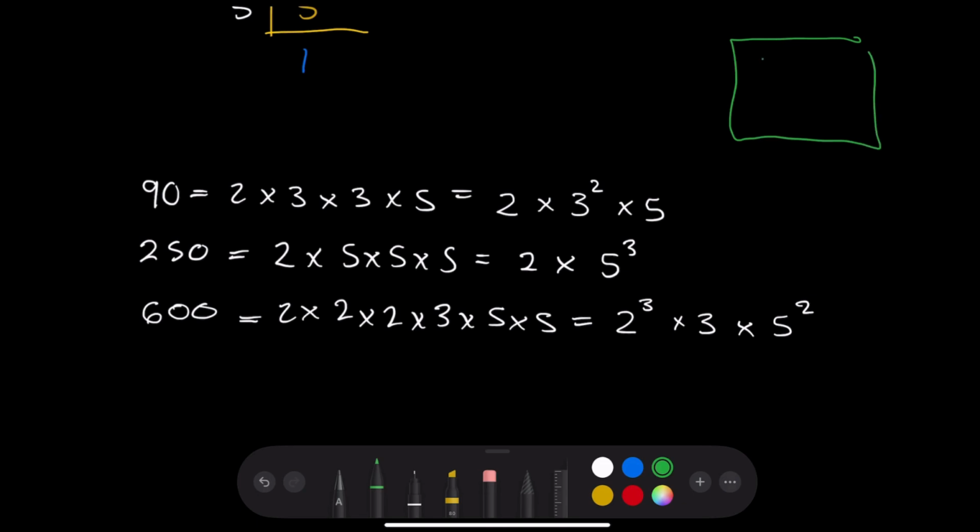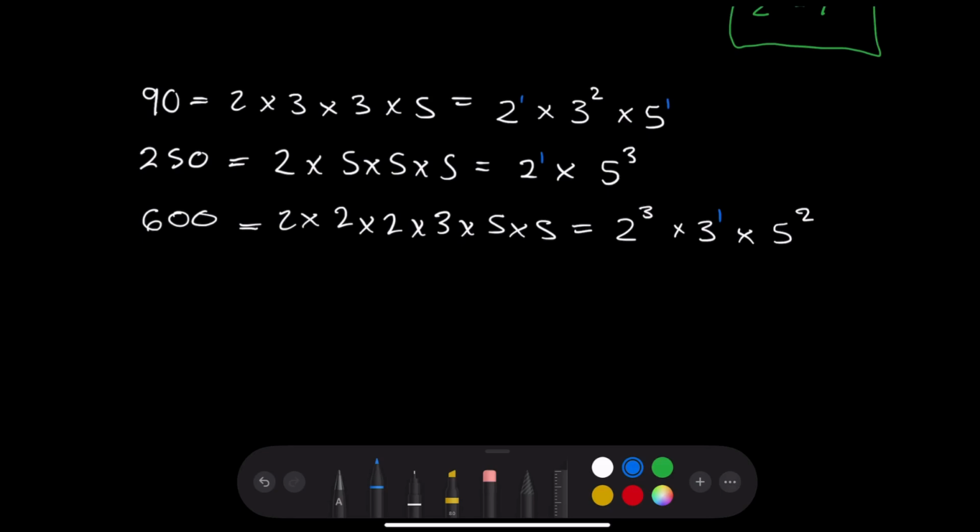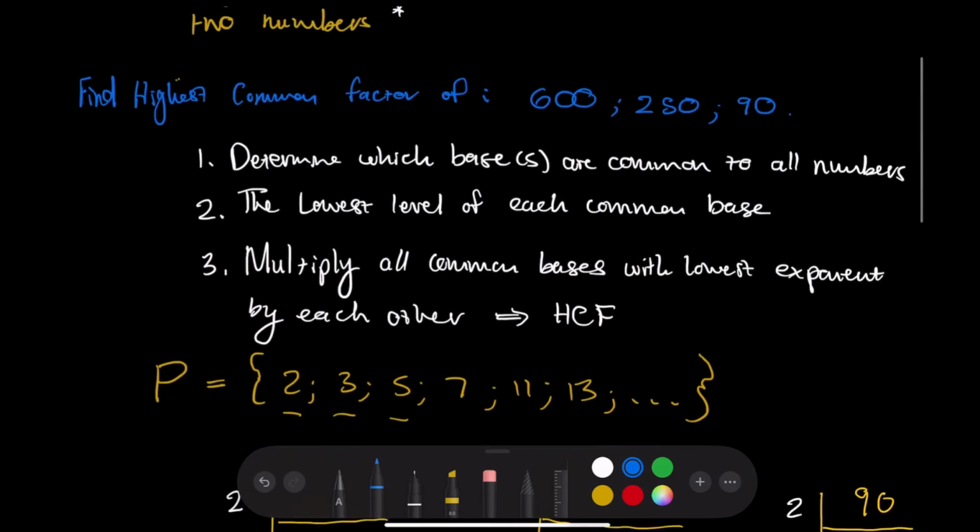So something that's just a disclaimer, right? We know that any number to the power of 1 will always be that number, right? But any number to the power of 0 will be 1. So essentially, the number 3 can be written as 3 to the 1, and 2 to the 1, 5 to the 1, right?